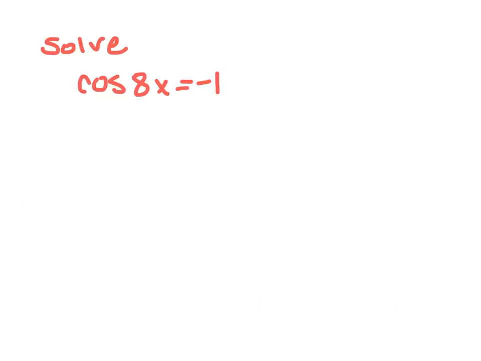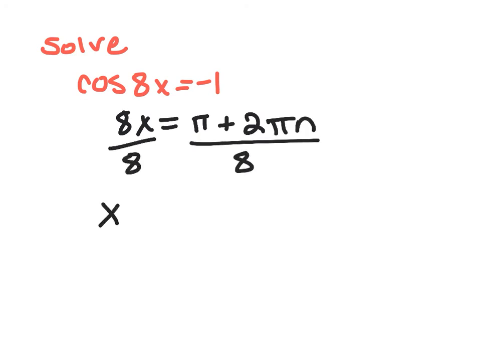Okay, the next one, a little bit easier because now we don't have that interval. So where is cosine negative 1? It only happens one place, it's at pi. So I would get that 8x equals pi plus 2n pi. Divide everything by 8. And I get x equals pi over 8 plus n pi over 4.